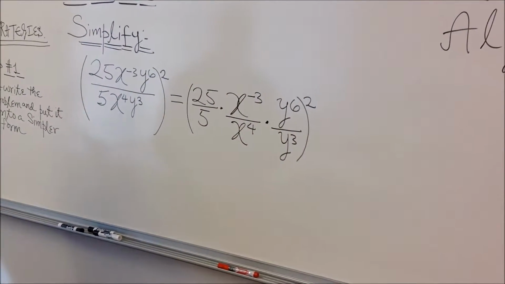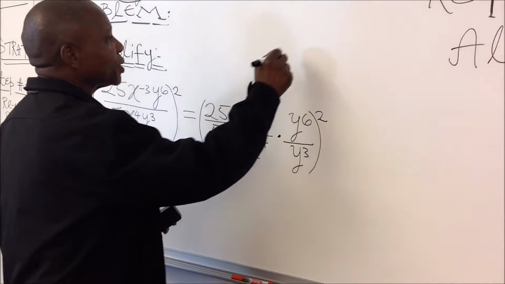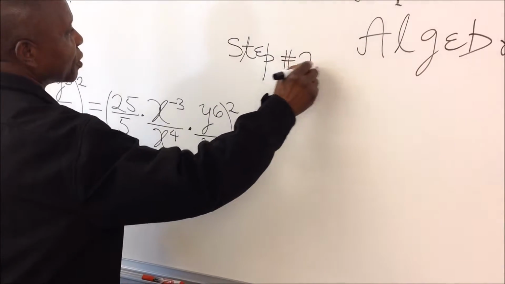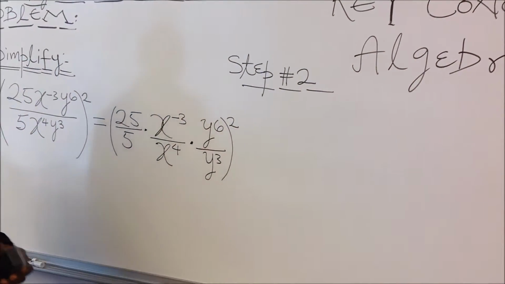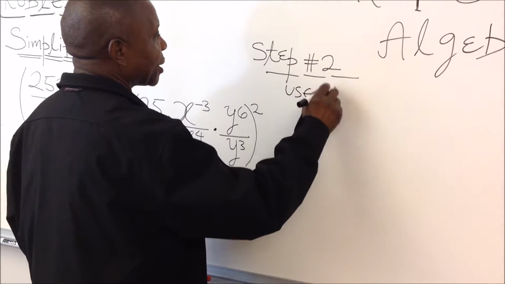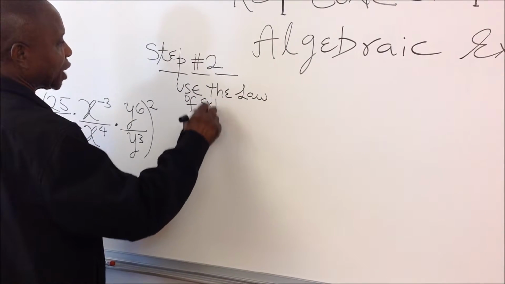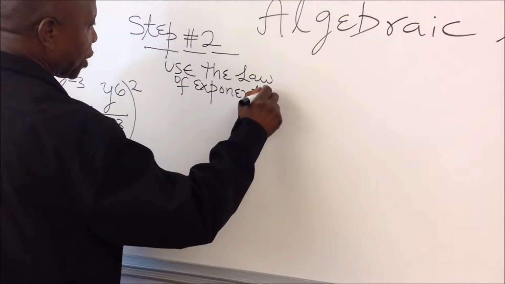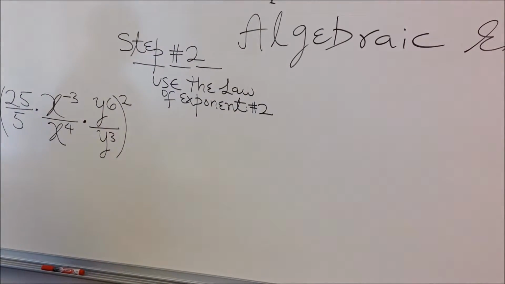Now, what will be our next step in this strategic problem solving process? Our next step will be step number 2. Step number 2 will be to use the law of exponent. Law of exponent number 2. What is the law of exponent number 2?